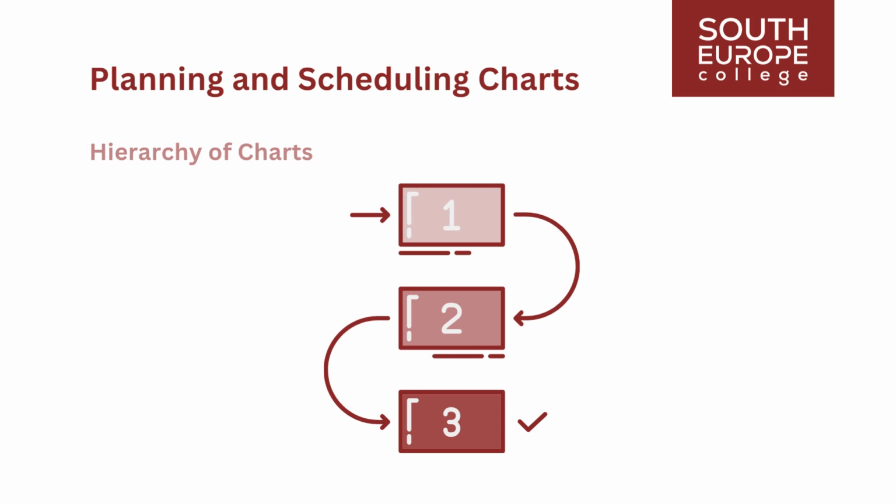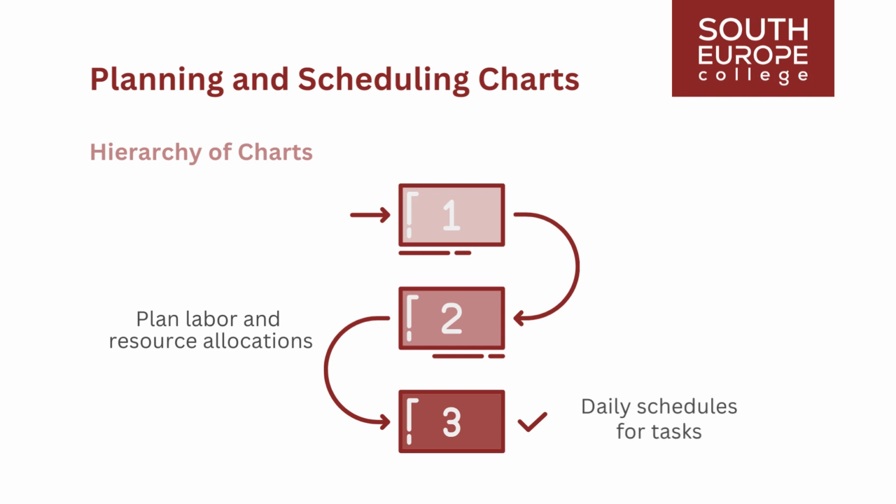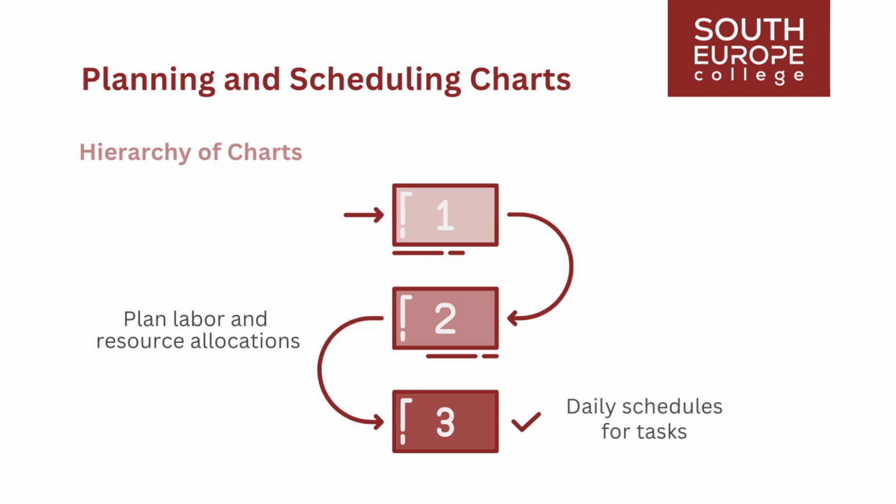Intermediate or bottom-level charts are essential to enable project and functional managers to plan labor and resource allocations. The bottom-level charts are the most detailed, offering daily and even hourly schedules for tasks within work packages. These schedules prove invaluable to work package leaders and technical specialists, aligning with the task schedules mentioned earlier.